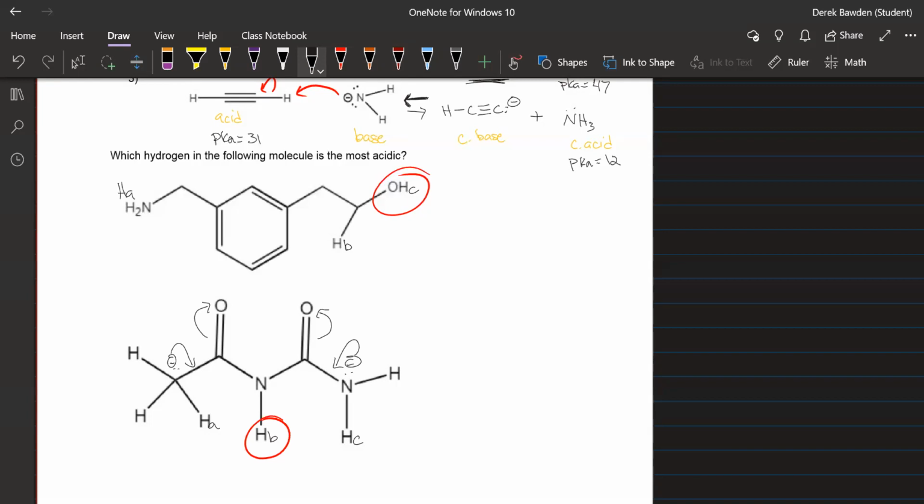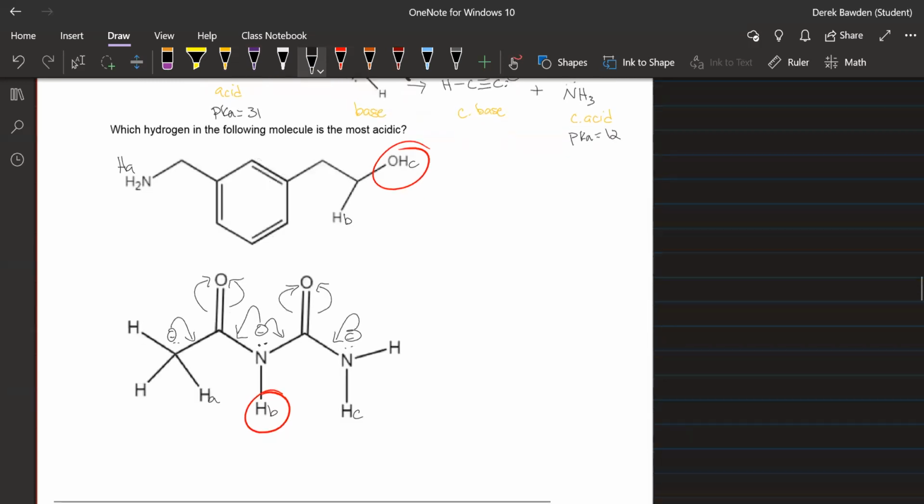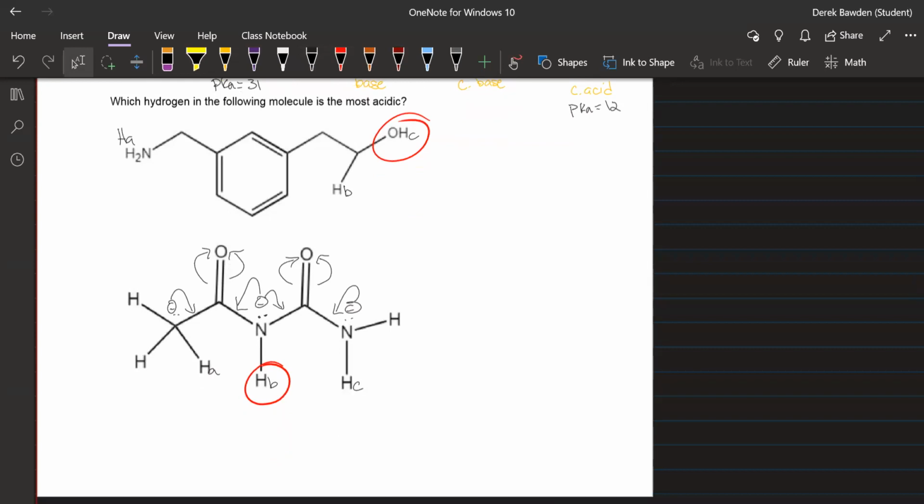But if we were to lose HB, this nitrogen would have a negative charge, so as stable as C, but it can resonate both ways. It has two options to resonate, and so it makes HB a better acidic proton, because there's two options to resonate. So HB is going to be our strongest acid. Does that make sense to everybody? Yes. Excellent. Questions before I move on?